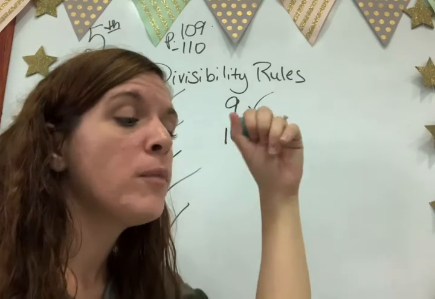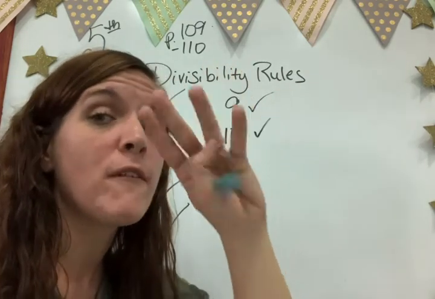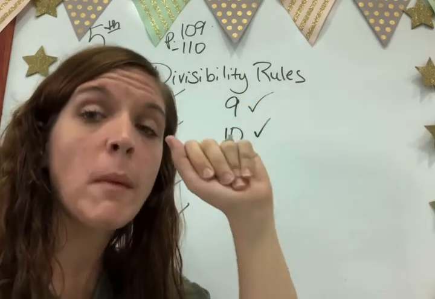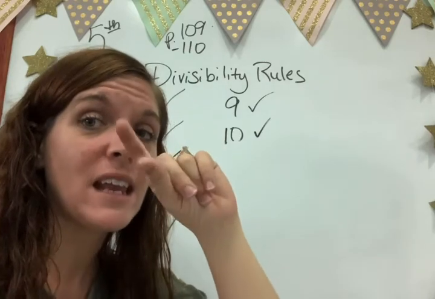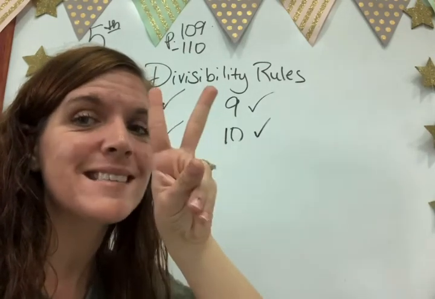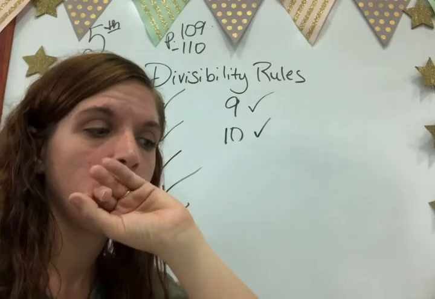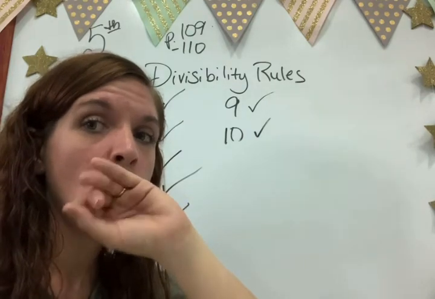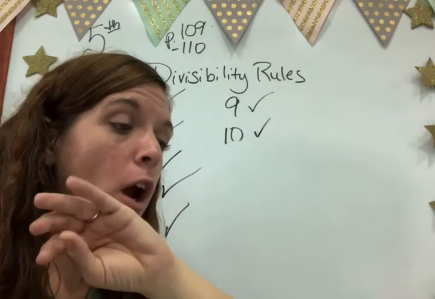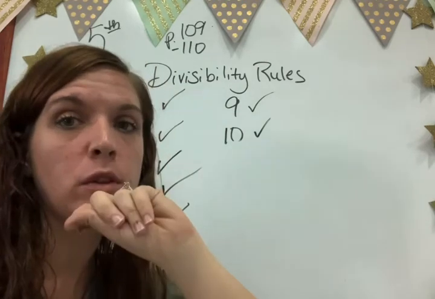Number 4, mark beside the numbers that are divisible by 5. Remember the rule for 5. It either ends in a 0 or it ends in a 5. There are 3 numbers.